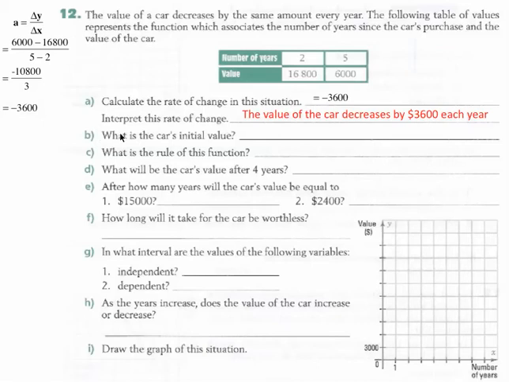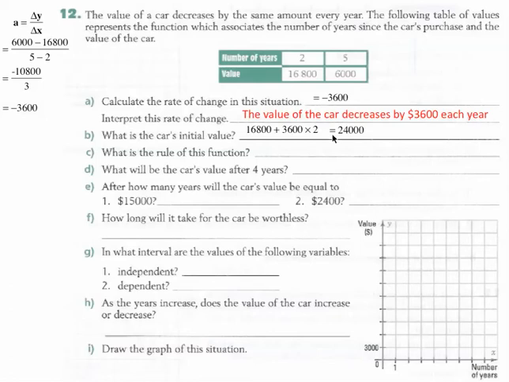What's the car's initial value? All right, so I know that it's dropping 3,600 every year, and its value after 2 years is 16,800. So I'm going to multiply 2 times the 3,600 because of the 2 years that have gone by, and then we'll get its initial value of $24,000. Okay, so that's the initial value.